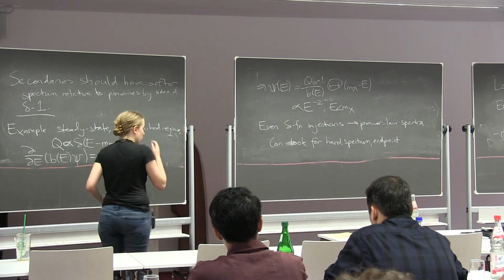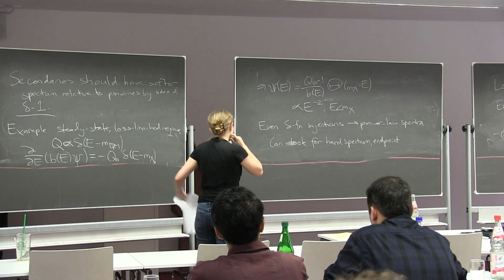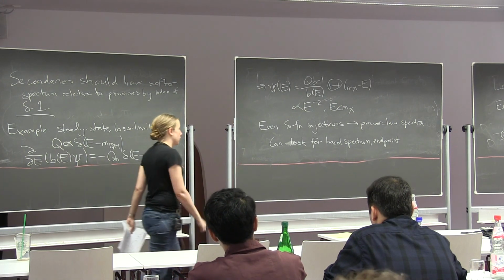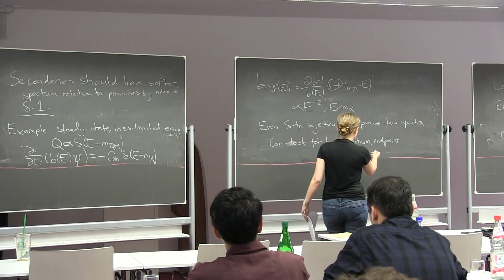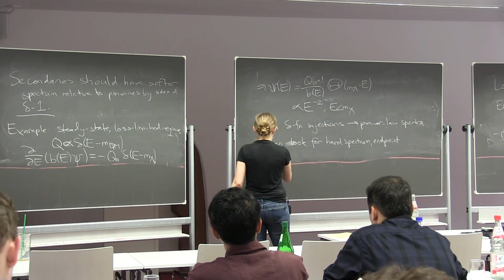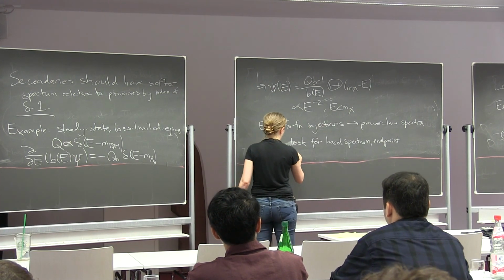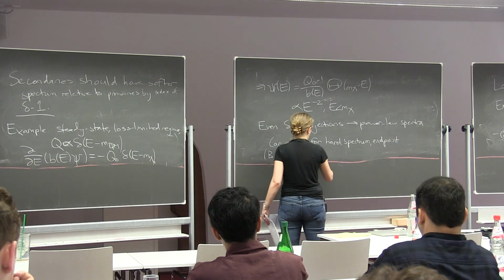Okay, so what you would do to try to distinguish this dark matter signal from an astrophysical signal is to look for this hard spectrum and an endpoint, but some astrophysical sources also have cutoffs.